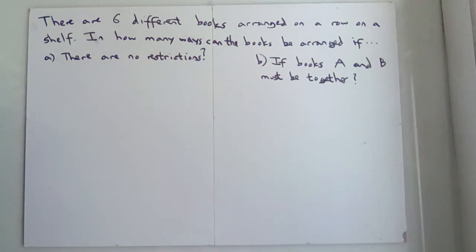There are 6 different books arranged in a row on a shelf. In how many ways can the books be arranged if A, there are no restrictions at all, and B, if books A and B must be together, so they must be next to each other.